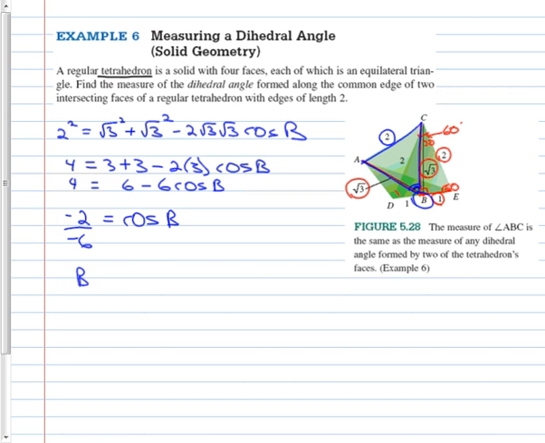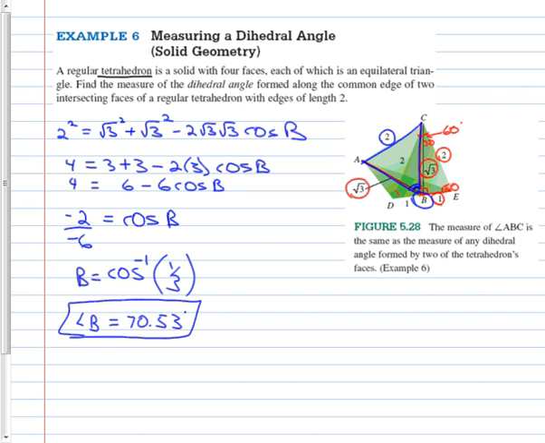Or my B is going to equal the inverse cosine of what fraction? Positive 1/3. What do you get for angle B? 70.53 degrees. There's our dihedral angle using our law of cosines again. That's it.